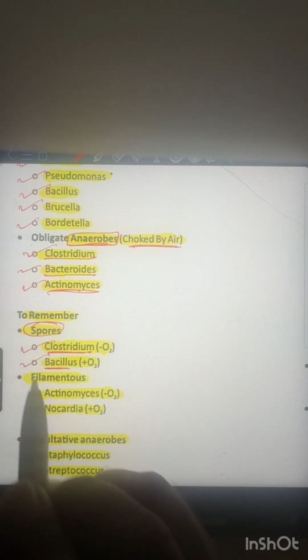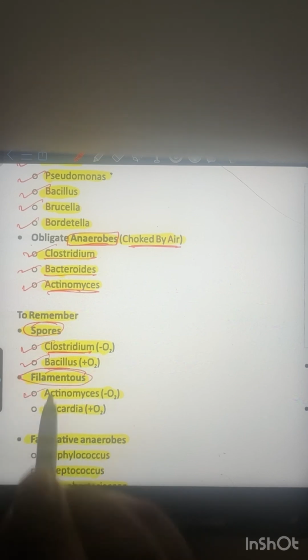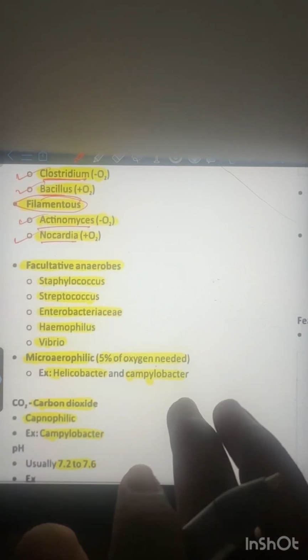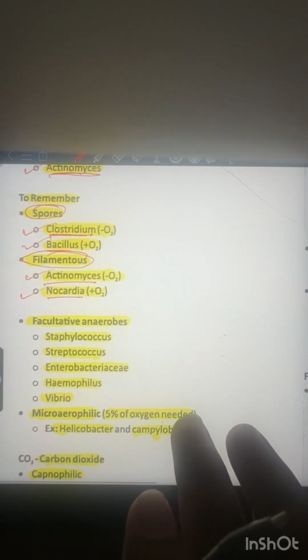Similarly, if I pick up the filamentous organisms, what are the filamentous organisms that we have? Number one, we have Nocardia, and the other one we have Actinomyces, right? So can you see Actinomyces is coming up in this list above you, that it does not need oxygen, and Nocardia was coming in the list before this, that it definitely needs oxygen. So if you pick up a family, one of them needs oxygen, one of them does not. Repeating: must let nagging pets breathe are obligate aerobes, and choked by air are going to be obligate anaerobes.